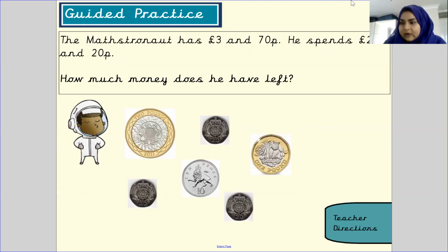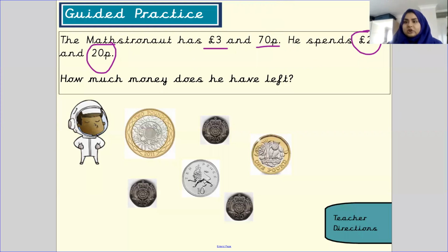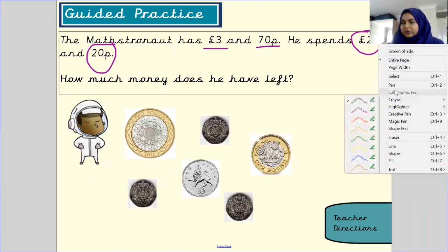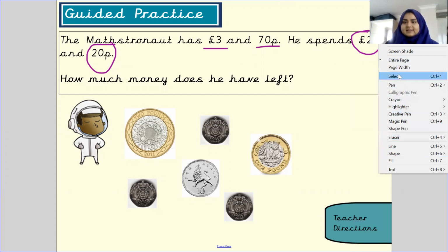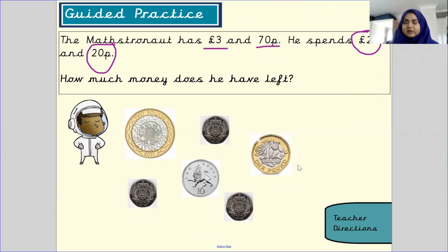Now we are going to do our guided practice. It says here the mathstronaut has £3 and 70p. He spends £2.20. How much money does he have left? If you can pause the video and work that out for me. Okay, fantastic. So you would have probably worked it out in two ways. One of the ways you would have worked it out is by removing the coins.